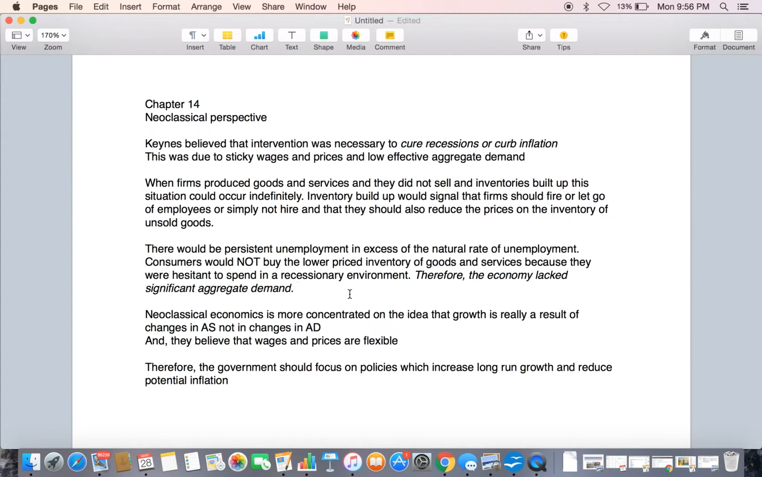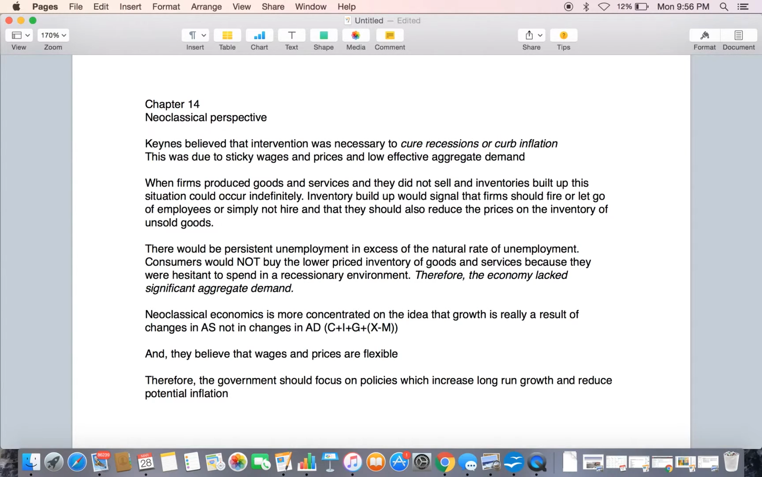But neoclassical economics was more concentrated on the idea that growth is really a result of changes in aggregate supply, not in changes in aggregate demand. So recollect that aggregate demand is all of the consumption, investment, government spending, and net exports that are occurring in an economy. They believed that wages and prices were flexible.